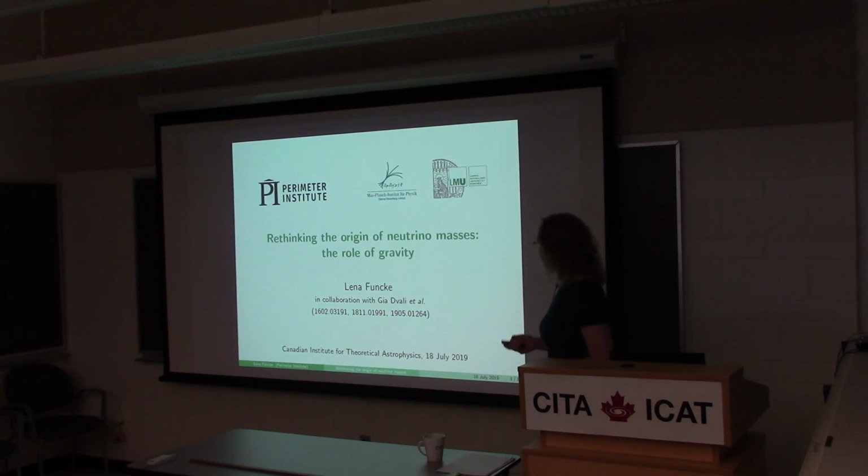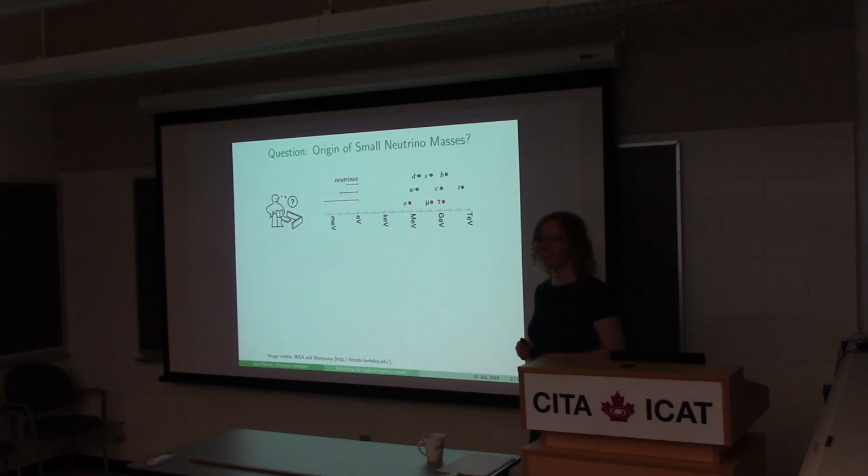Okay, so let me start with the overall question that we are trying to answer. The question is, why do we have this huge gap between the neutrino masses and the masses of the other fermions in the standard model? This is widely seen as unnatural, so people assume that the neutrino masses are not generated through the conventional Higgs mechanism and that we need some kind of beyond standard model physics to explain those masses.